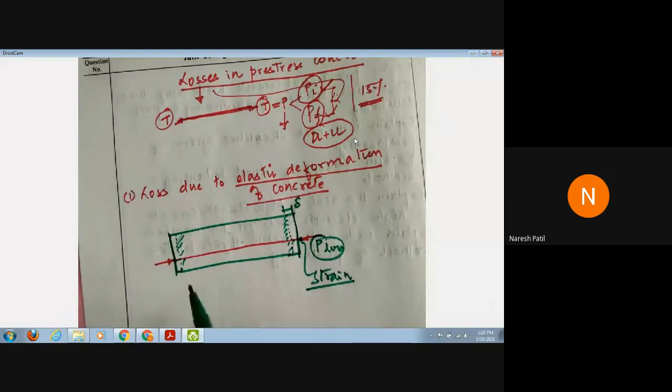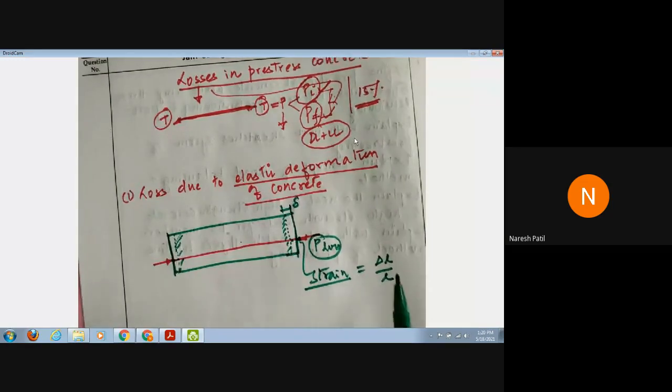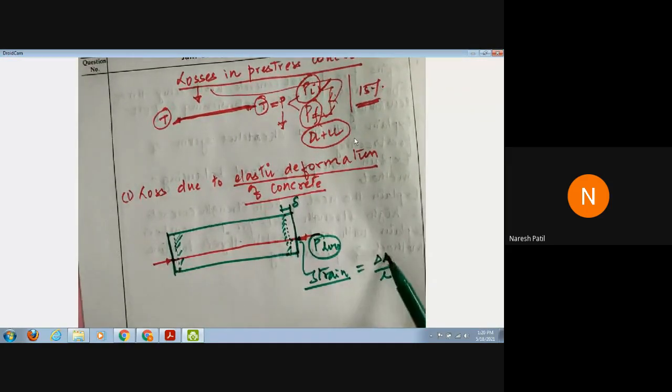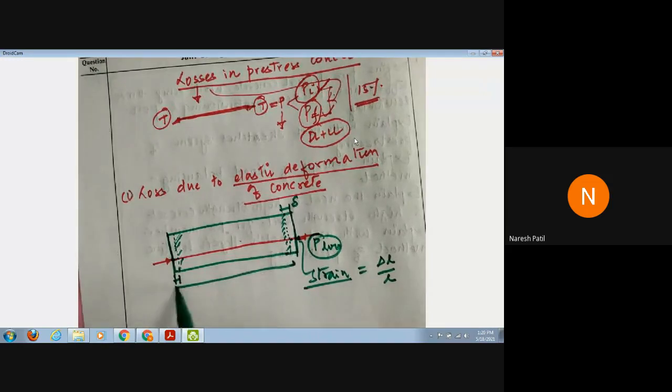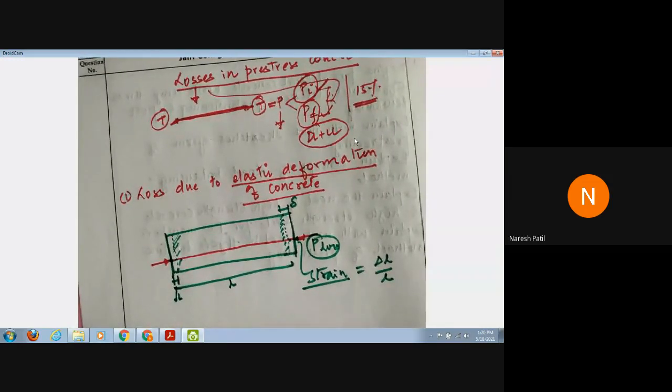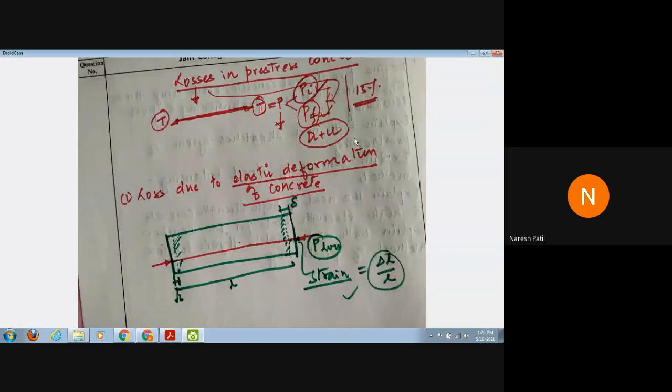Okay. Now look, how will the strain occur? What is strain? Change in length upon original length. Correct? That is the formula. So there is a change in length here, delta L, with respect to the original length. So there is a strain developed in the stretched cable. Because of this, there will be loss. That is called loss due to elastic deformation of concrete.